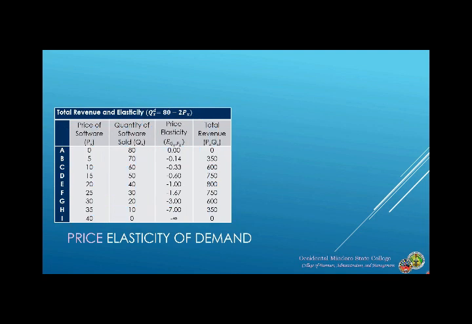The total revenue test, if we have here this table is presented na on your module. So, as you can see, given naman yung ating demand function. The quantity demanded of product X is equal to 80 minus 2Px, or the price of software. So, para makompute natin itong second column, quantity software sold, given yung ating price of software, this first column will be substituted with the Px. So, for A, 80 minus 2 multiplied by 0 is equal to 80. 80 minus 2 multiplied by 5 for B, we have 70. 80 minus 2 multiplied by 10 for C, we have 60, and so on, so forth.